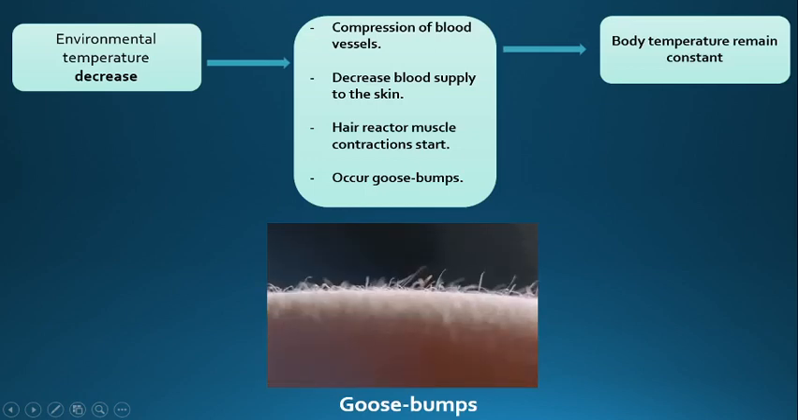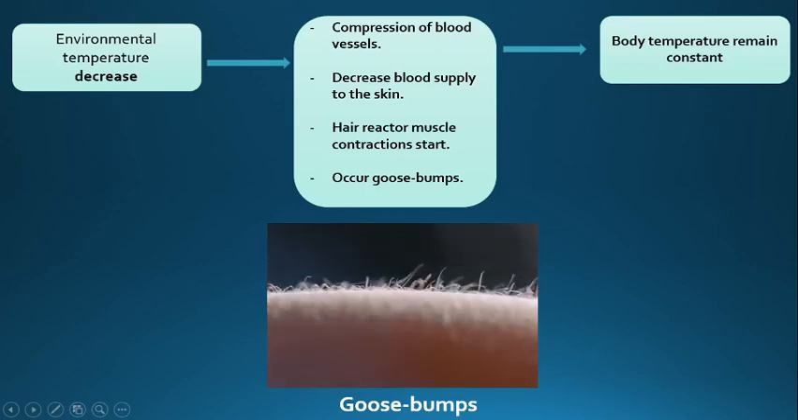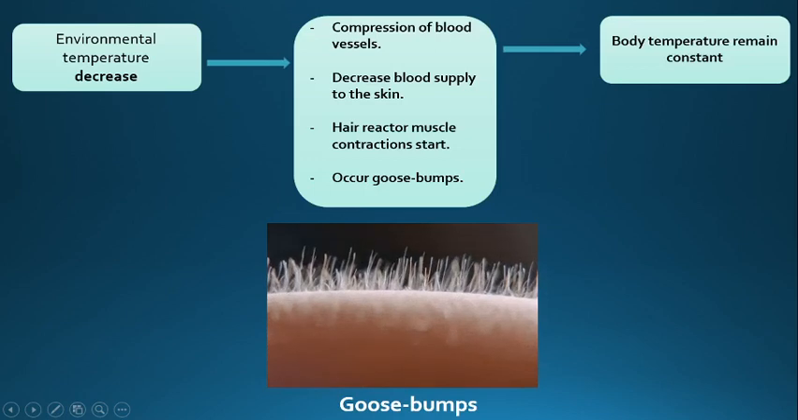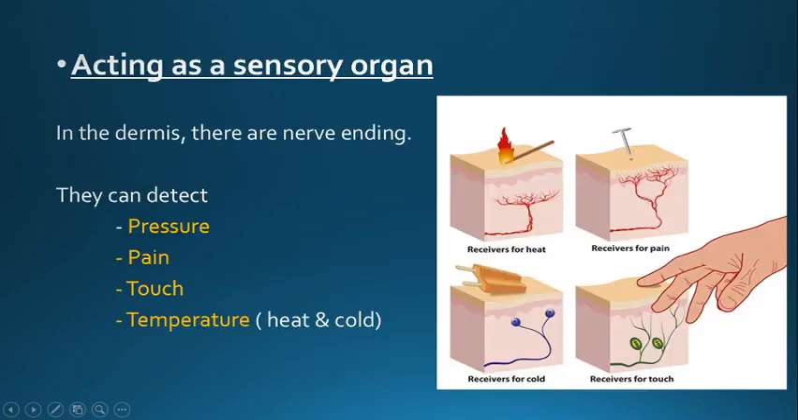Usually 37 degrees centigrade is the average level of human body temperature. Okay, so this is another function of our skin. It is acting as a sensory organ.